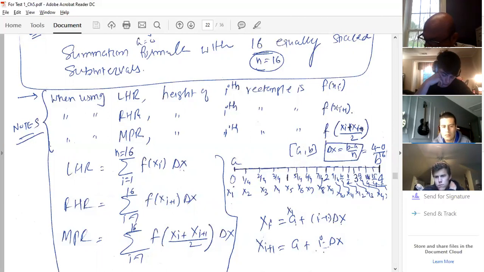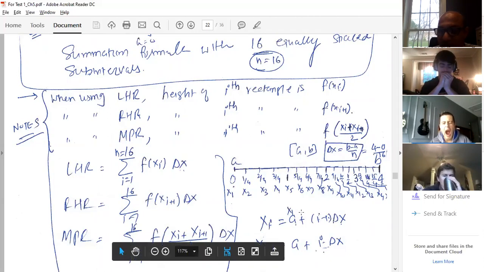So xi is given by, see, xi is equal to a plus (i minus 1) delta x. Once you fix your delta x, this is my delta x. And xi equals a plus (i minus 1) delta x. a is nothing but your first term, or you can say x1, x2, x3 like this.